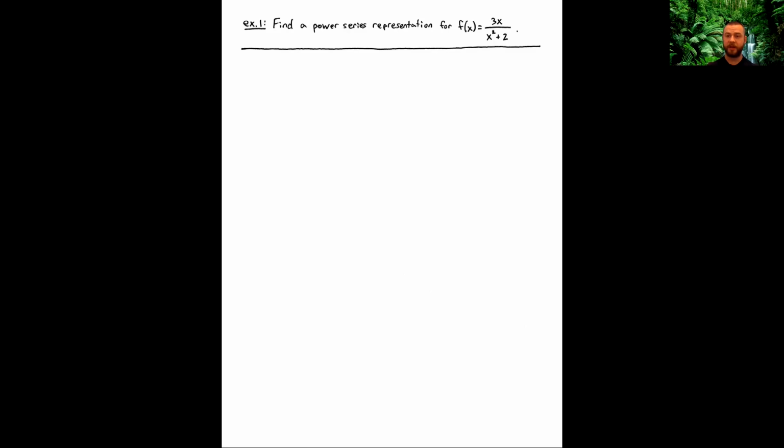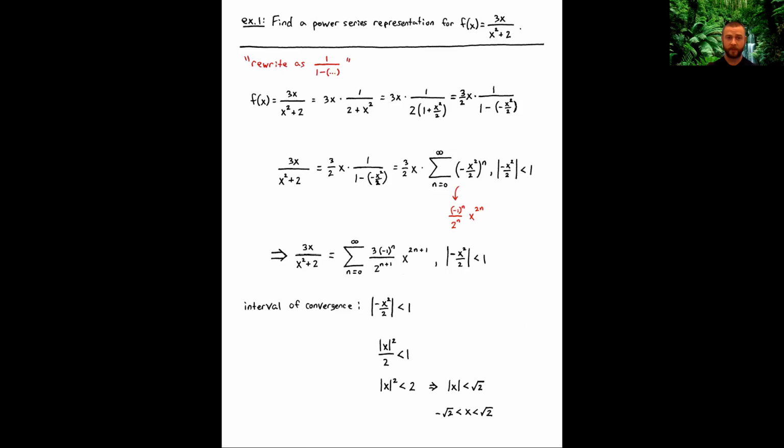Welcome back. Hopefully you did fairly well with this one. I'm going to put up all the work so that way we can get to the next part. We'll go through this individually, step by step, though. Again, the main idea is we're going to try to rewrite this in the form 1 divided by 1 minus something.